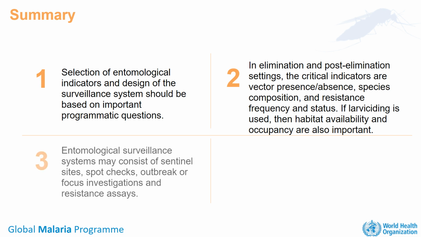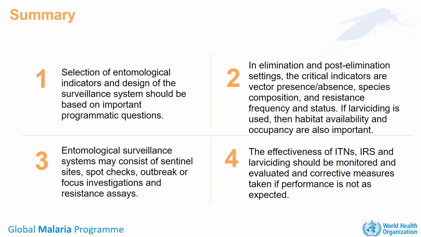3. Entomological surveillance systems may consist of sentinel sites, spot checks, outbreak or focus investigations, and resistance assays. 4. The effectiveness of ITNs, IRS, and larviciding should be monitored and evaluated, and corrective measures taken if performance is not as expected.